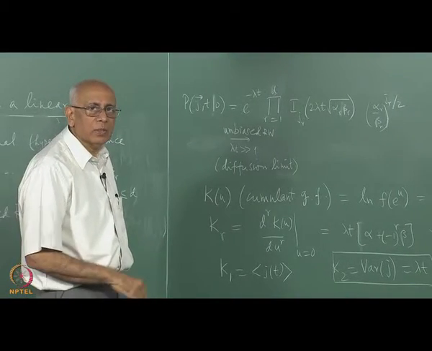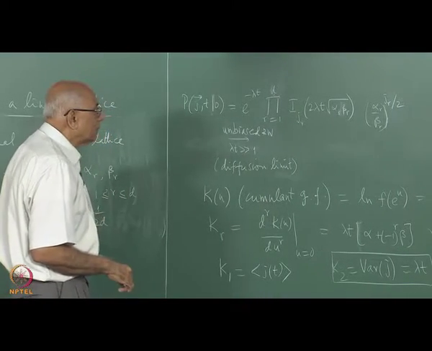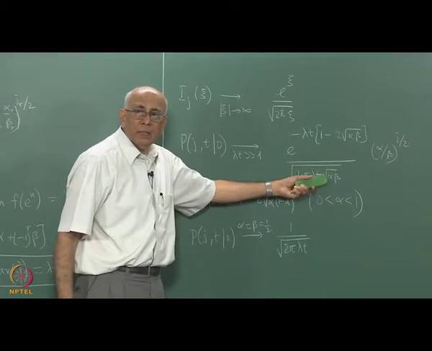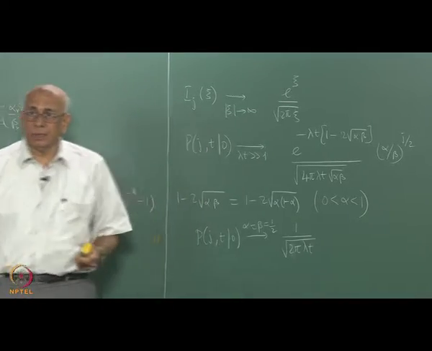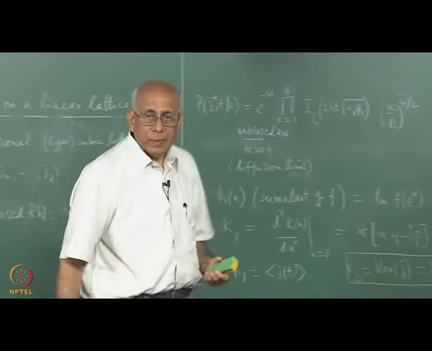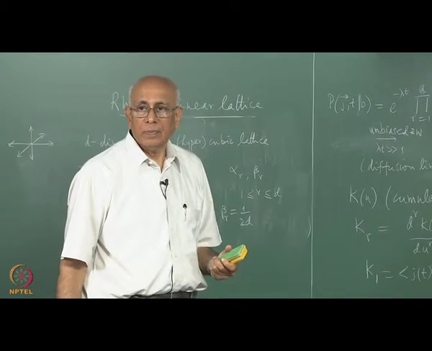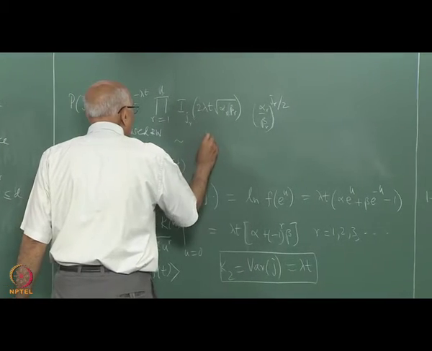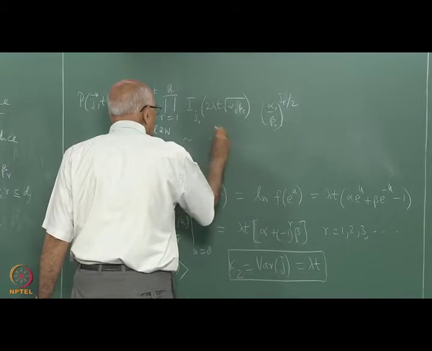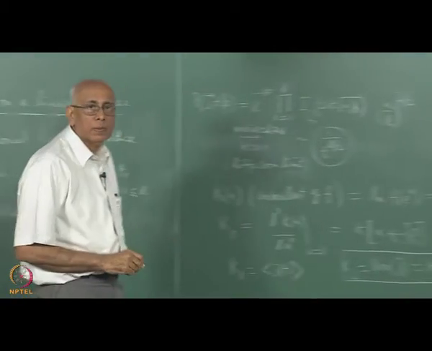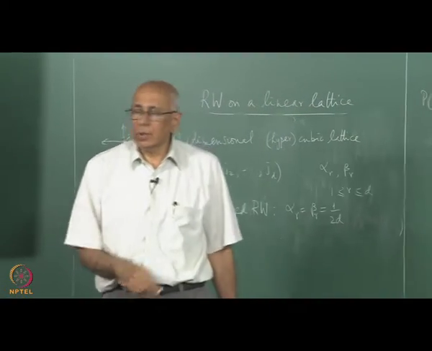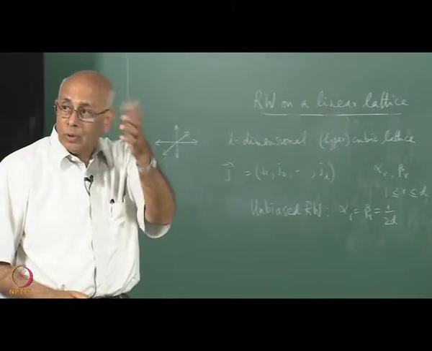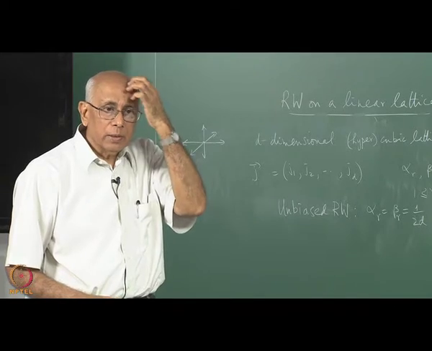And what does the t dependence do? There is this factor for each of the Bessel functions, right, and there are d such Bessel functions. So this immediately becomes proportional to 1 over t to the d over 2. Okay. So it is a power law decay, proportional to 1 over t to the d over 2, where d is the dimensionality of the space.